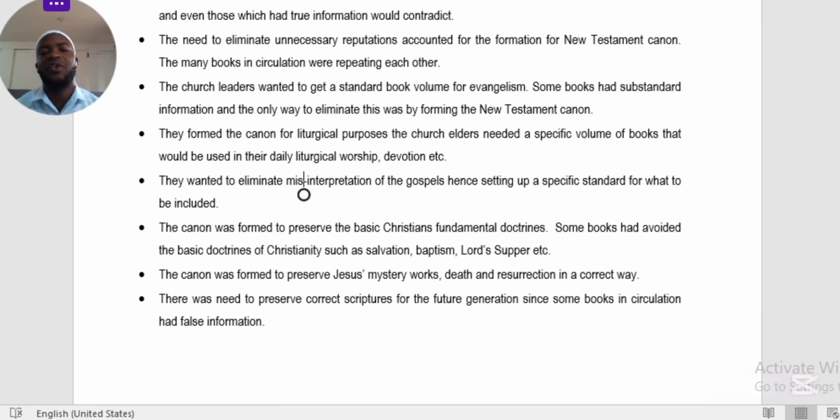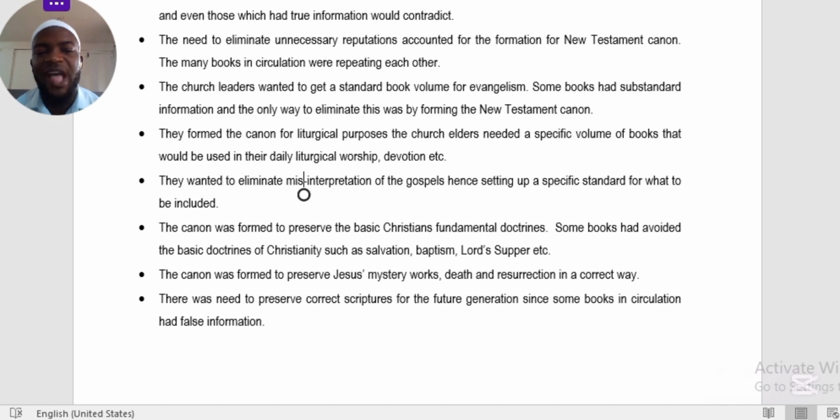The canon was also formed to preserve the basic Christian foundation doctrines. Some books had avoided the basic doctrines of Christianity, such as salvation, baptism, the Lord's Supper, and others. So this made the elders sit down and critically analyze those books in order to make sure that the generation they were going to preach to gets what we call first class information.